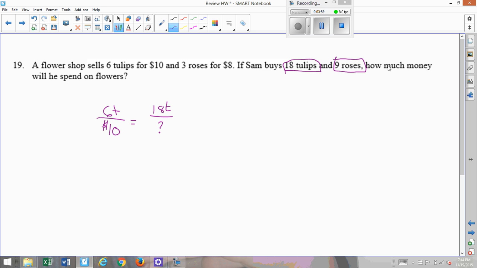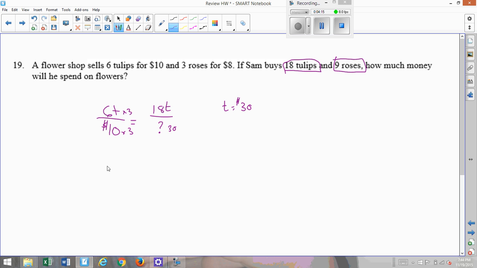We're eventually going to have to total them all up, but 6 goes into 18 three times, so you multiply this by 3. So we end up with $30 for the tulips. Alright, so tulips equal $30. Now we got to work on the roses.